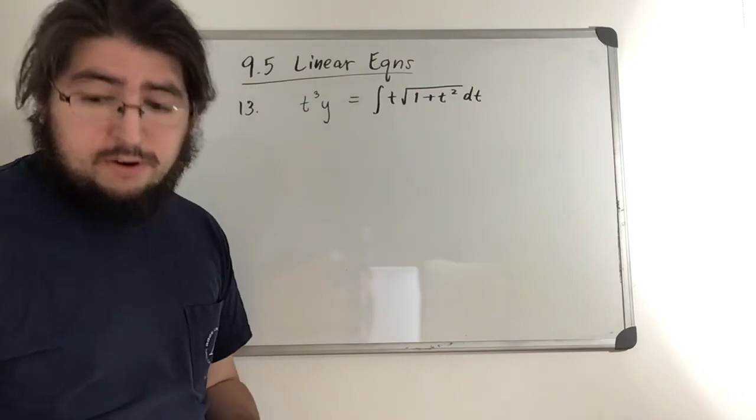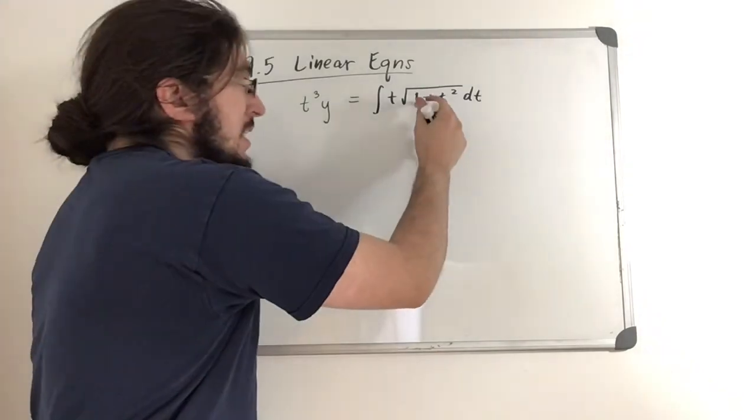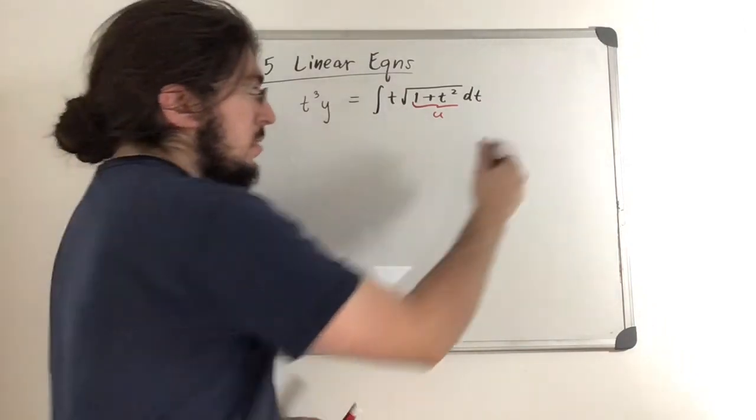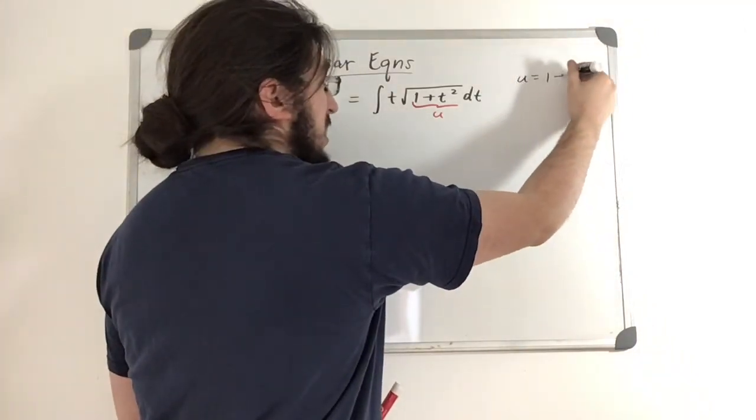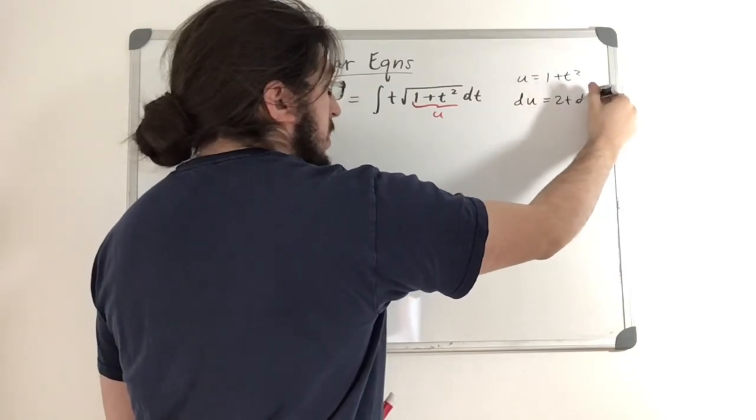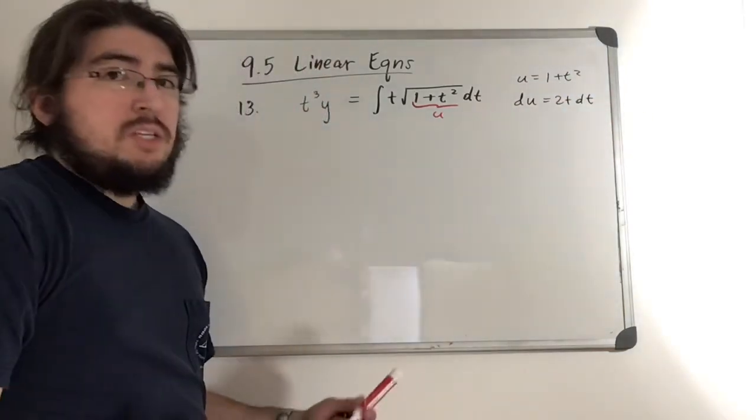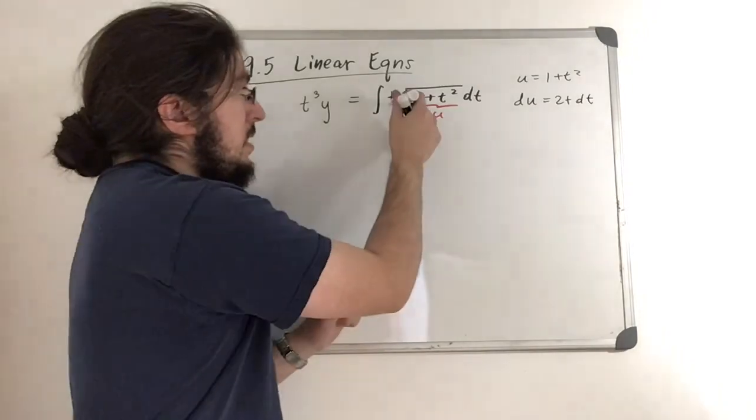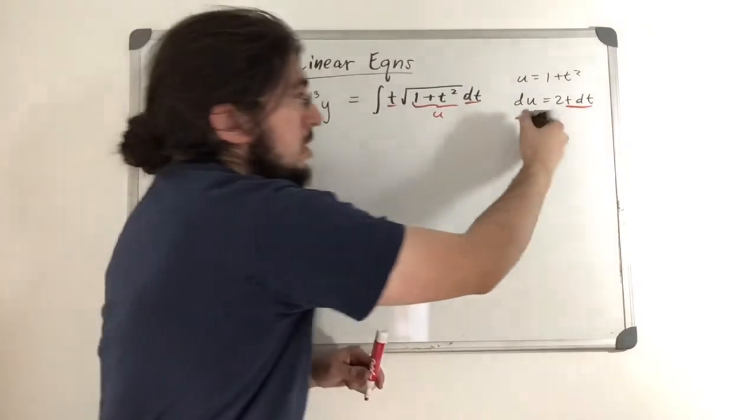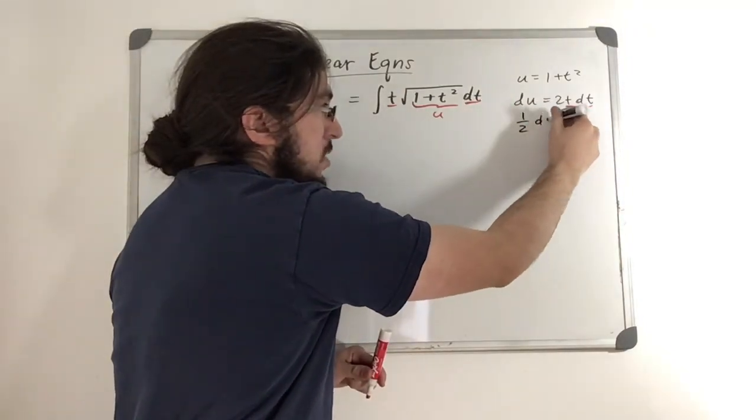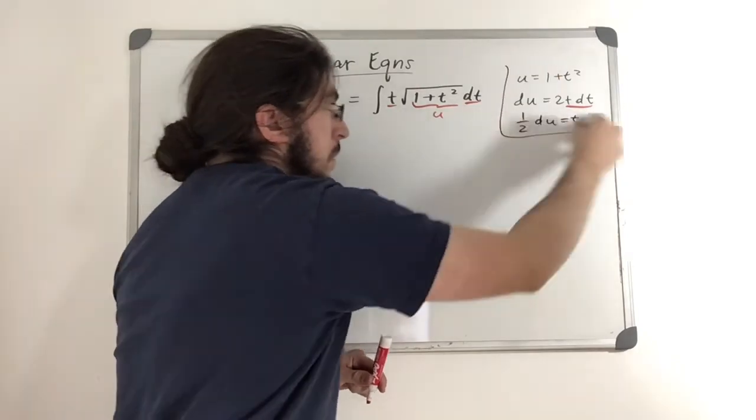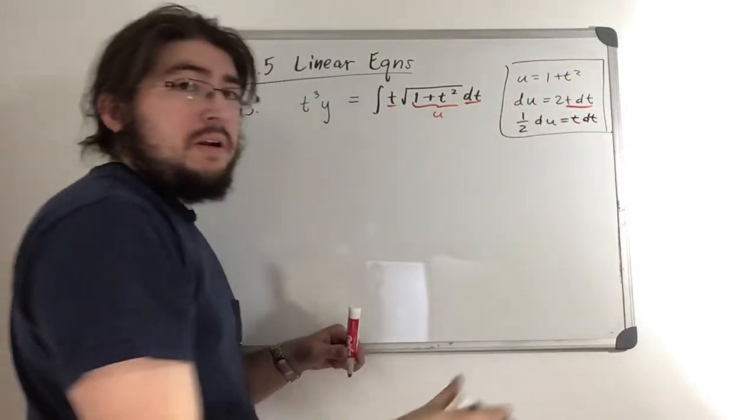Let's see that right now. We're going to apply a u sub for the inside here. If u is 1 plus t squared, then what is du going to be? Well, du will just be 2t dt. We don't have 2t dt, but we do have t dt. So if you solve for t dt by dividing by 2, you get 1/2 du is equal to t dt. Perfect. We box this so it doesn't get in the way of our work.